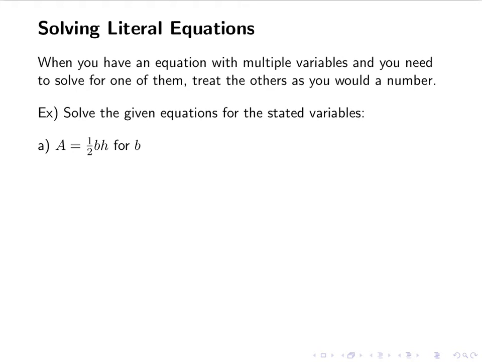So this is the equation for the area of a triangle and we want to solve it for B, the base of the triangle. So we have the B that we want by itself. So we need to get rid of the 1/2 and we need to get rid of the h. So the first thing that I would do is get rid of the 1/2 by multiplying by 2.